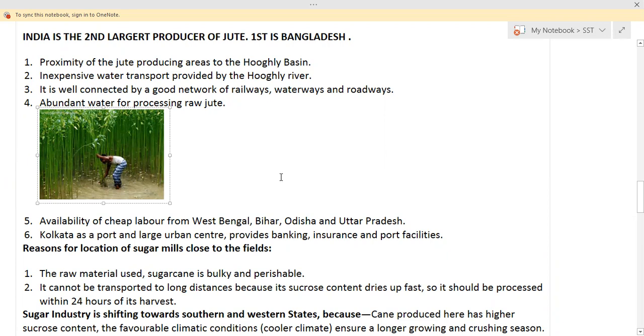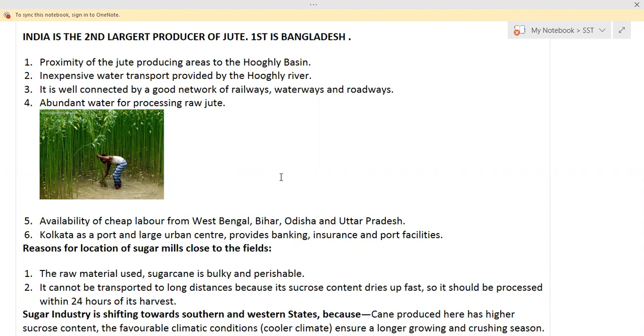Availability of cheap laborers, who can easily be found in the neighboring states like Bihar, Odisha and UP. There is a port in Kolkata, and a large urban center provides banking and insurance. Kolkata is a well-developed city, and it provides good banking, insurance and port facilities.